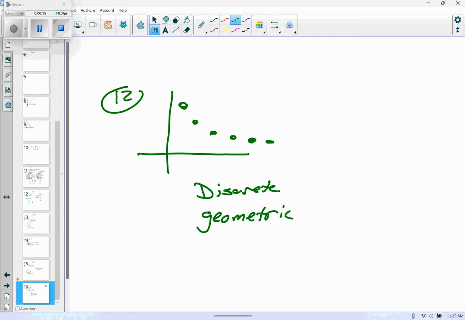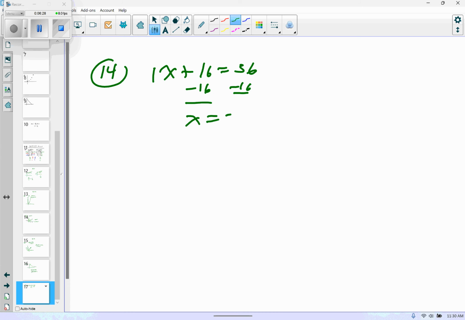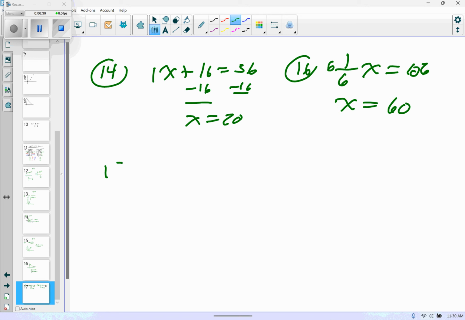And then on page 117, let's see, a lot of these we didn't do. So we have 1x plus 16 equals 36. Subtract 16 from both sides, so x equals 20. Number 16, we have 1 over 6x equals 10. Multiply both sides by 6, so I get x equals 60. Number 15, 425x equals 850. Divide each side by 425.